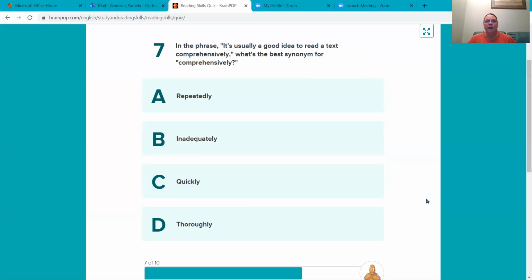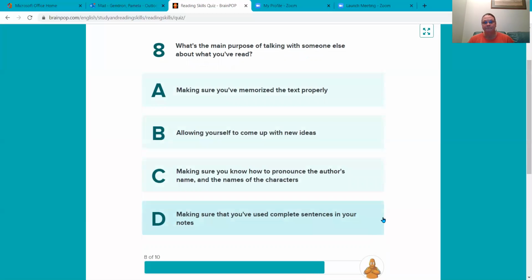Question 7, in the phrase, it's usually a good idea to read a text comprehensively. What is the best synonym for comprehensively? Remember, a synonym is a word that's similar, kind of means the same thing. Is it A, repeatedly, B, inadequately, C, quickly, or D, thoroughly? Answer is thoroughly.